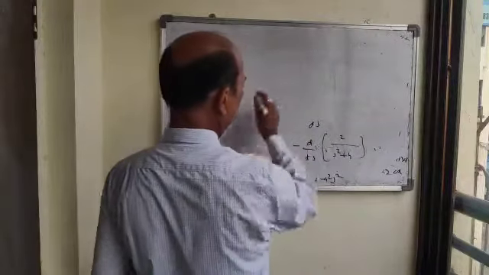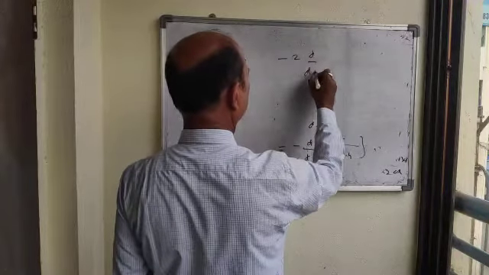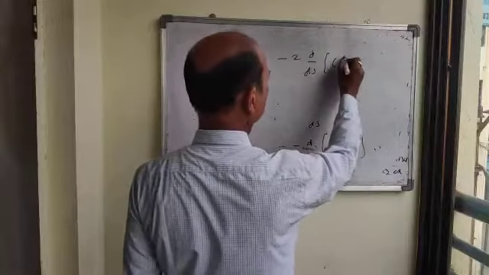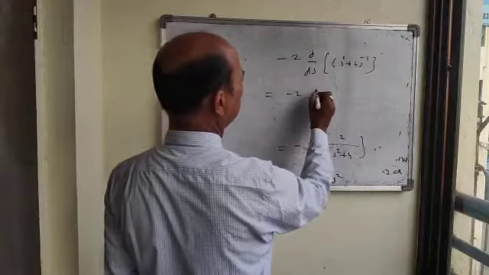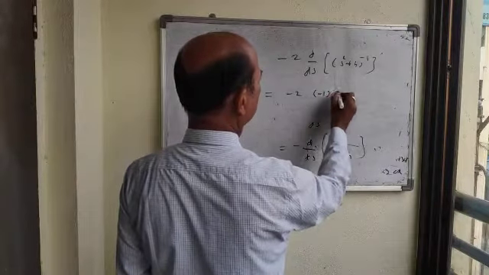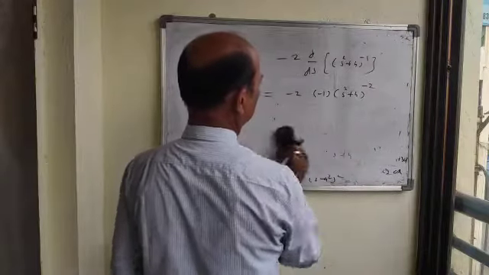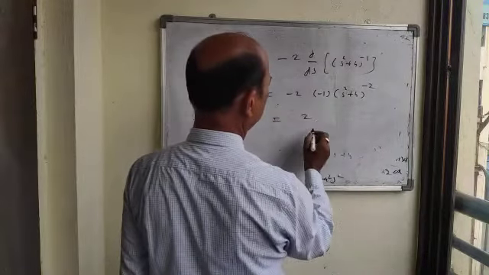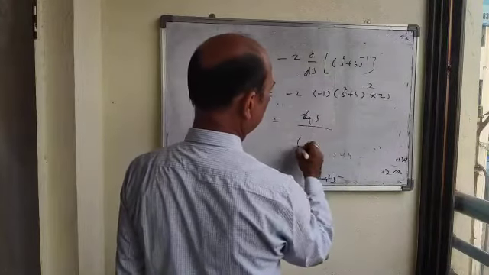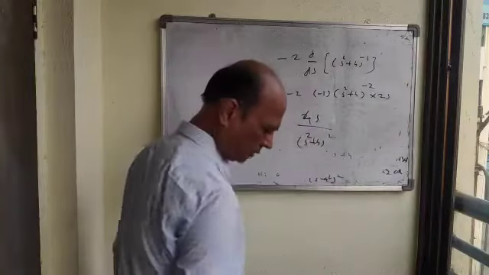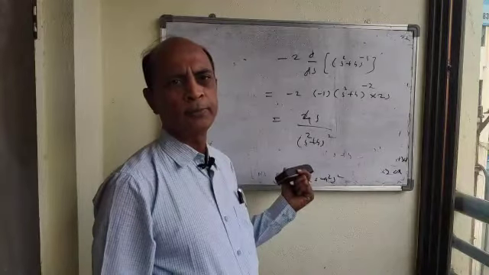Which is equal to minus 2 d/ds of s square plus 4. You can write it as s square plus 4 to the power minus 1 for convenience. So that is minus 2 into minus 1 into s square plus 4 to the power minus 2. So this total will be 2 into 2s, that is 4s upon s square plus 4 whole square. So this is the Laplace transform of t sin 2t.